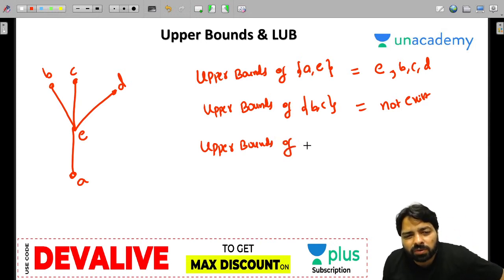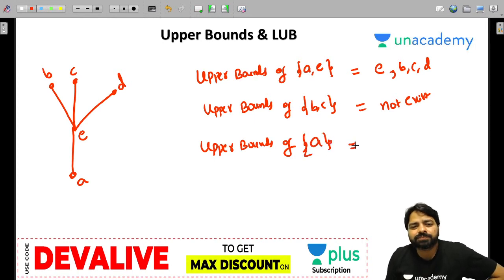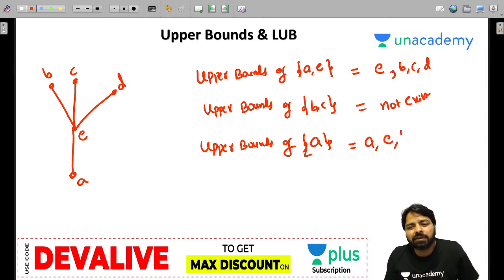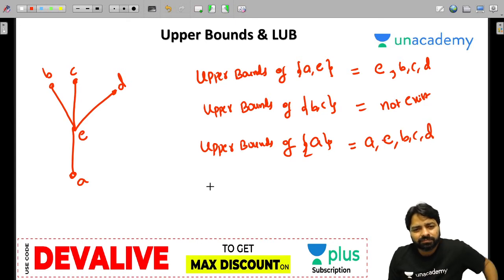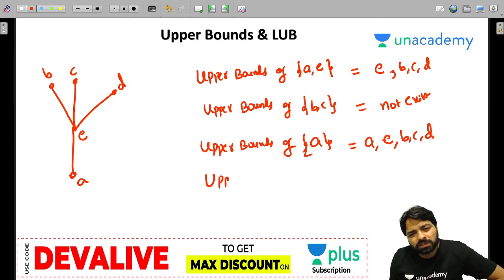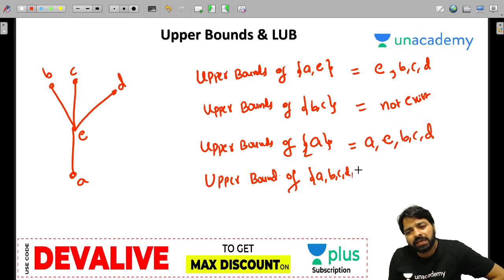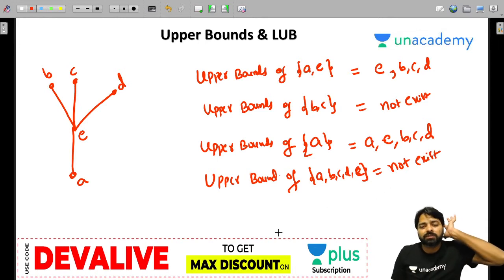If I ask for upper bounds of A, just A, then what happens? A itself is an upper bound, and E, B, C, D, everybody. If I ask for the upper bound of the entire poset A, B, C, D, E, then you get nothing, it does not exist. But a lower bound you have, A is the lower bound.